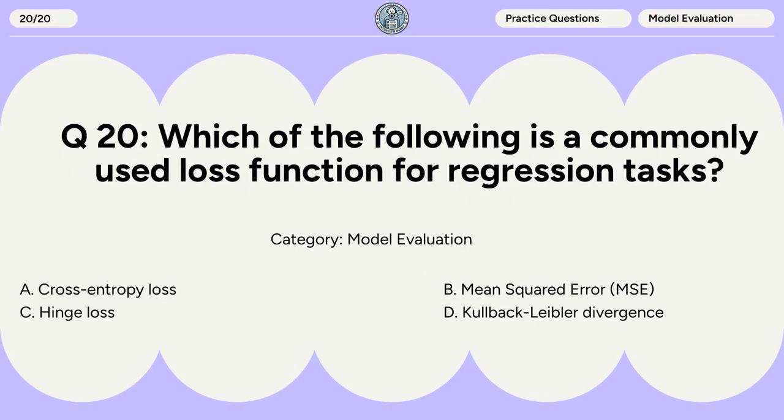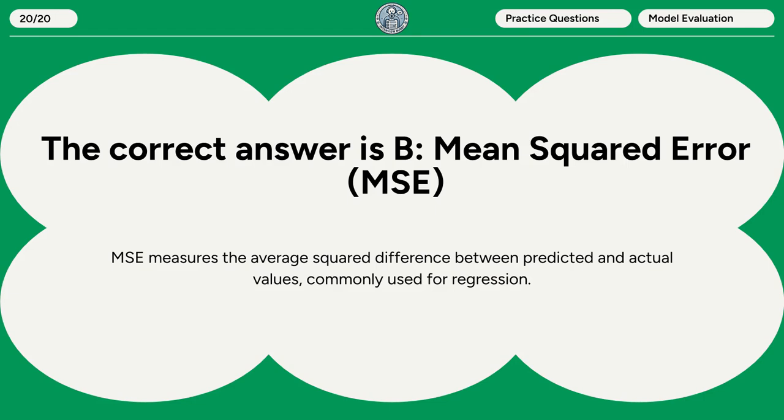Question 20. Which of the following is a commonly used loss function for regression tasks? A. Cross-entropy loss. B. Mean squared error. C. Hinge loss. D. Kullback-Leibler divergence. The correct answer is B. Mean squared error. MSE measures the average squared difference between predicted and actual values, commonly used for regression.